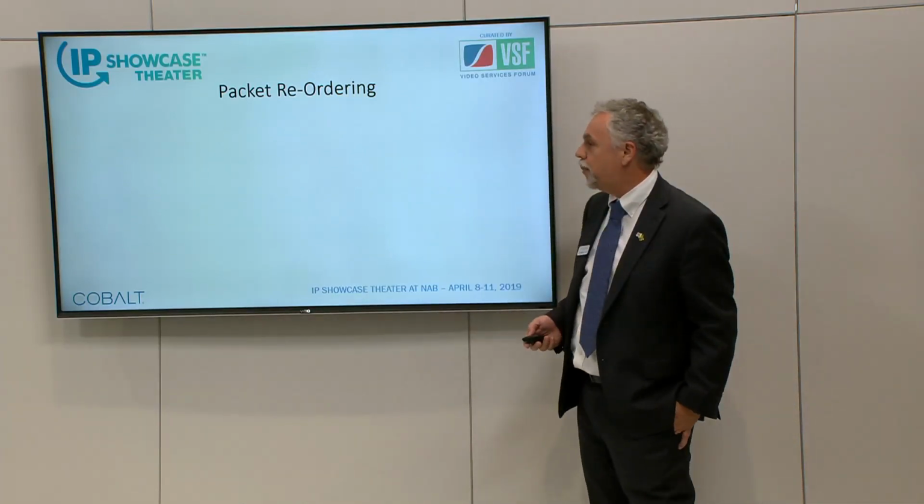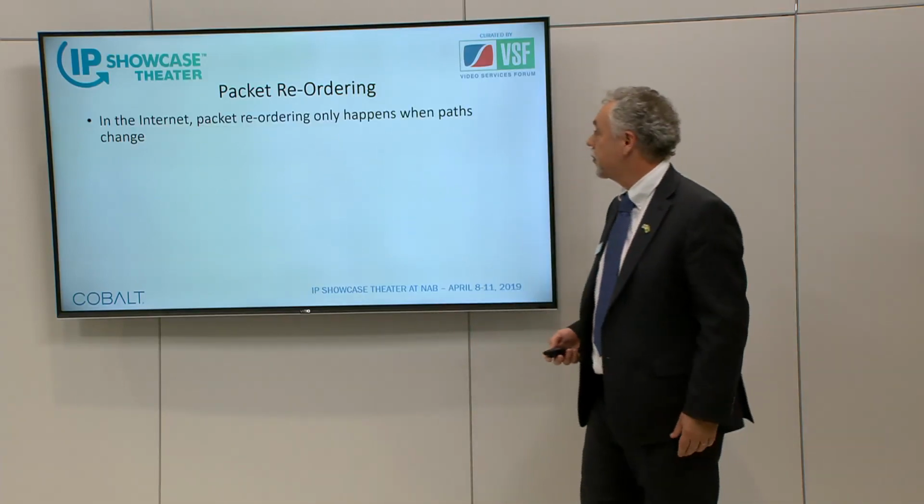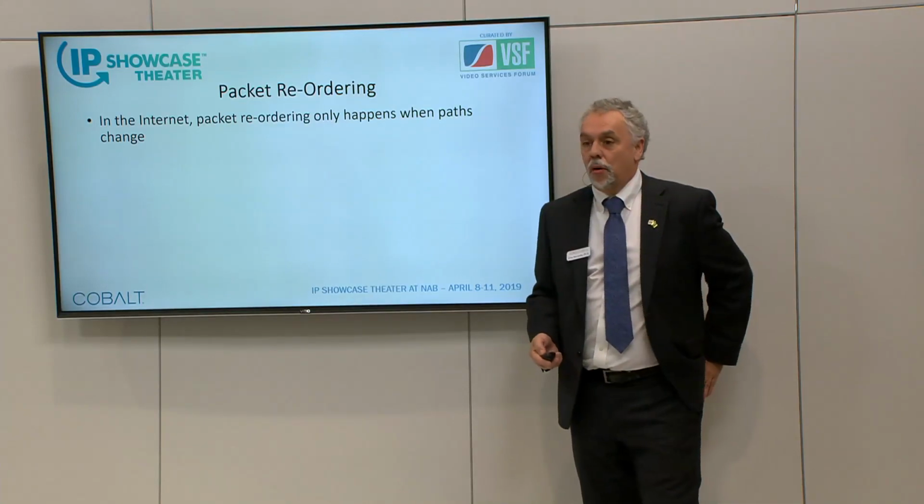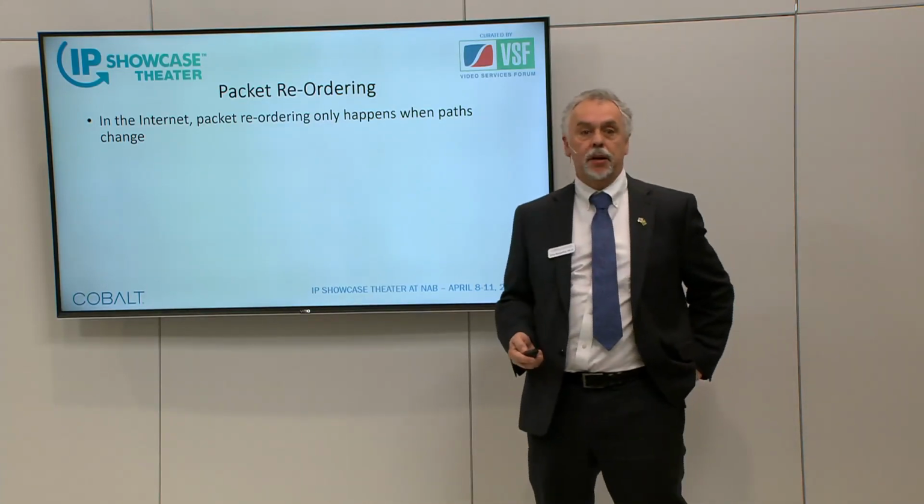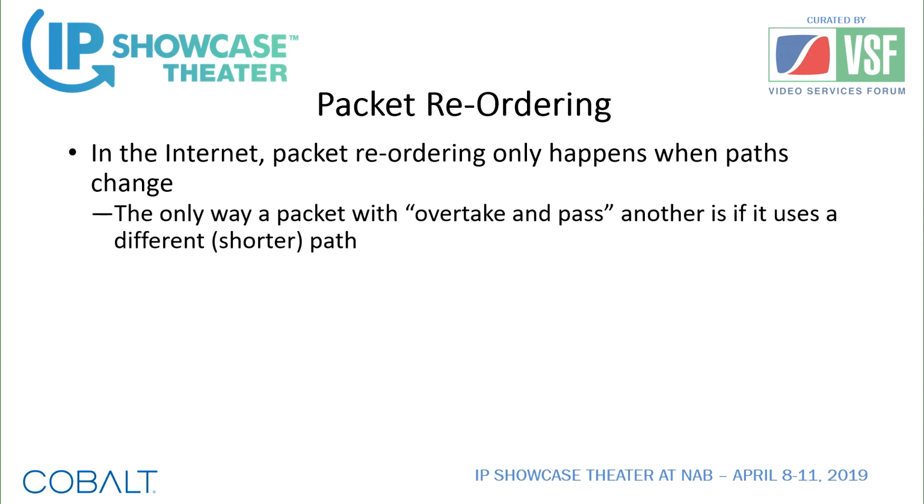Now let's look at packet reordering, because that's something that may happen, right? So how does packet reordering happen on the internet? It's usually when paths change, because the only way a packet can overtake another packet and pass it is if it went through a shorter path. Otherwise, on an Ethernet, there's no way a packet overtakes another packet.